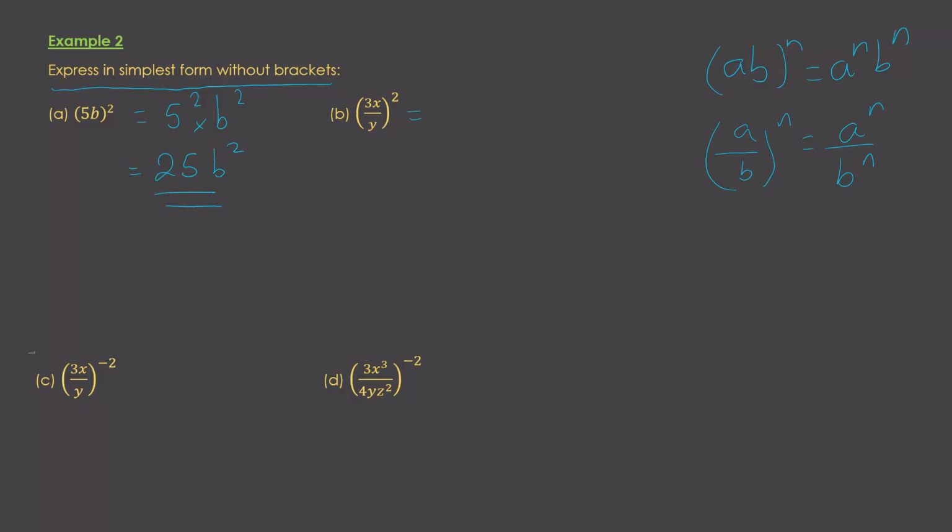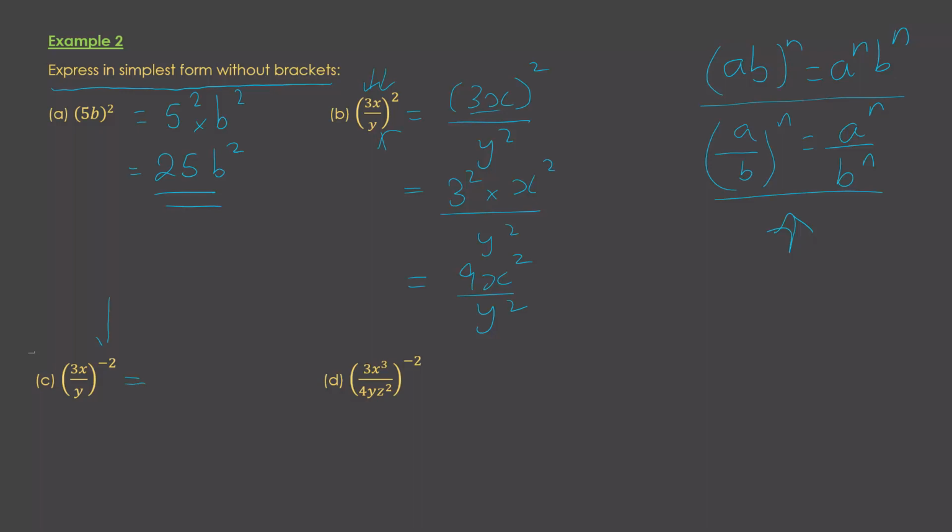For this one here, we're going to have (3x) all squared over y squared. That's using this law just here. And then we can use the top one with the numbers and letters on the top and have 3 squared times x squared over y squared. 3 squared is 9, so 9x squared over y squared. Of course, you don't need the intermediate steps. Once you're really used to these laws, you would just say that's going to be 9x squared over y squared.